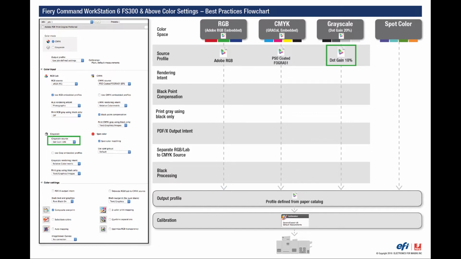Typically, dot gain 20% is the default in Photoshop. I think you might want to check. It's always safe to use the embedded profiles with grayscale sources, which again, if they're created in Photoshop, will have the right profile embedded.